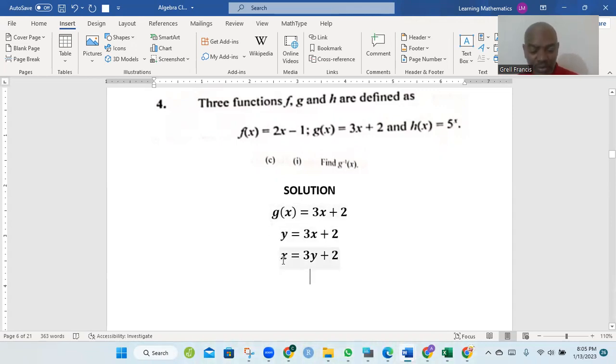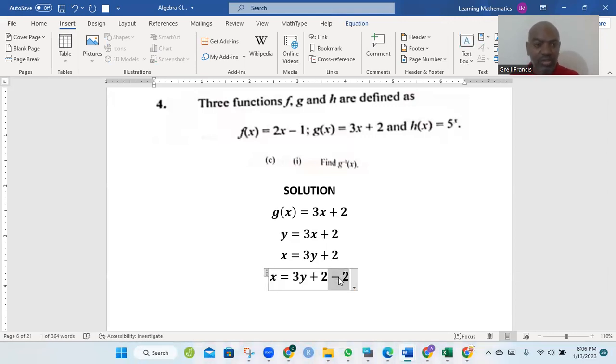Now, in the third step, you swap the letters x and y. Now, in the fourth step, you're going to try to get that letter y by itself. You're going to make y the subject to get it by itself. Remember, we're finding the inverse of the function. So we have to rearrange this to get y by itself. First, we start with the plus 2. To cancel out the plus 2, we have to subtract 2.